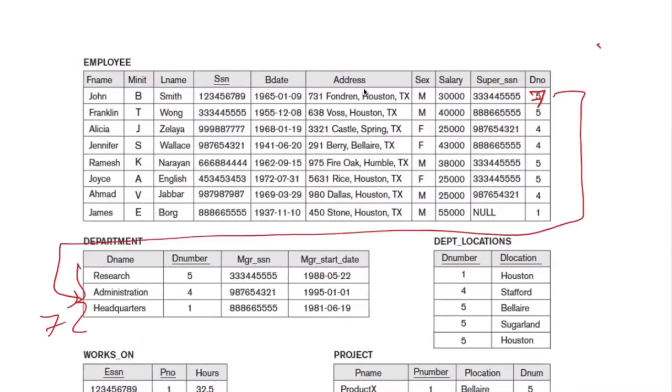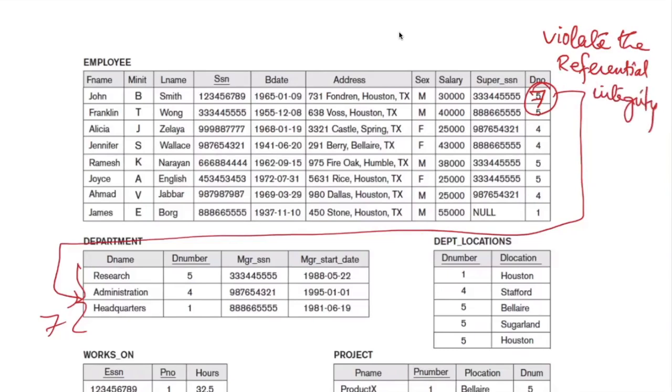Okay, so if I have a value like this, then this is said to violate the referential integrity constraint. So this violates the referential integrity constraint.